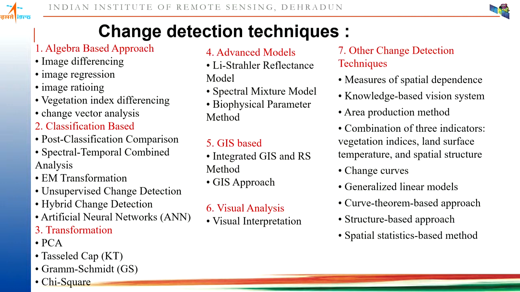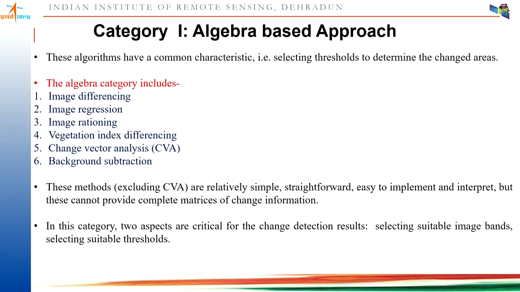There are other change detection methods also based on other image processing methods, such as measure of spatial dependence, knowledge based vision system, area production method. But these are all very advanced methods. We should not go into details of these methods. But a few methods, just to have a basic understanding of how digital change detection happens, one by one, we will be looking at a few methods.